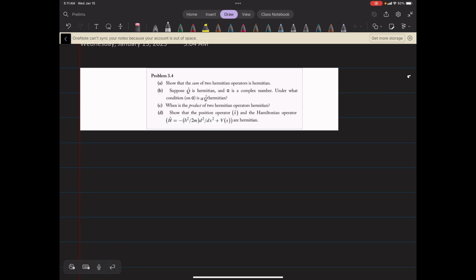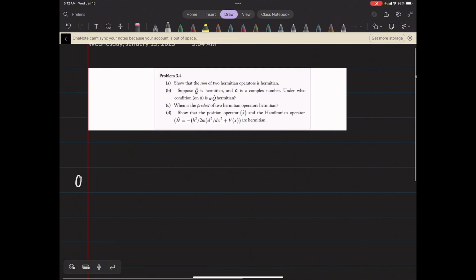Basically, this problem is showing four different things to be true. Part A says show that the sum of two Hermitian operators is itself a Hermitian operator. In other words, the sum of two Hermitian operators, which I'll call H1 and H2. We want to show that it itself is also Hermitian.